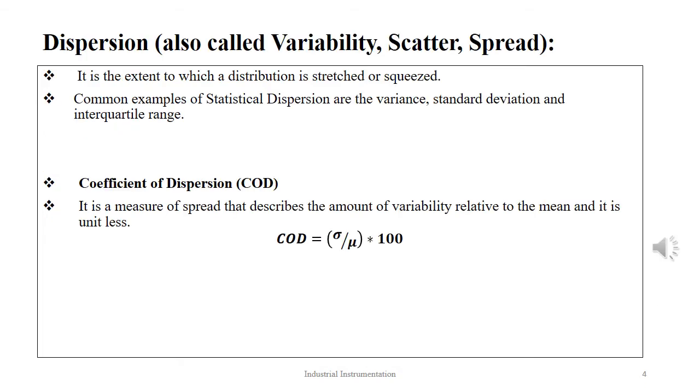Dispersion is also known as variability, scatter or spread. It is the extent to which a distribution is stretched or squeezed. Common examples of statistical dispersion are the variance, standard deviation, and interquartile range.